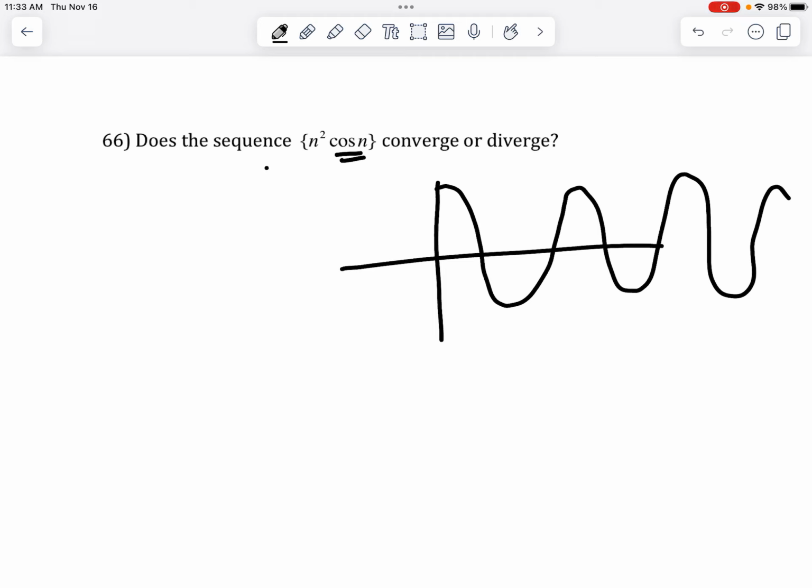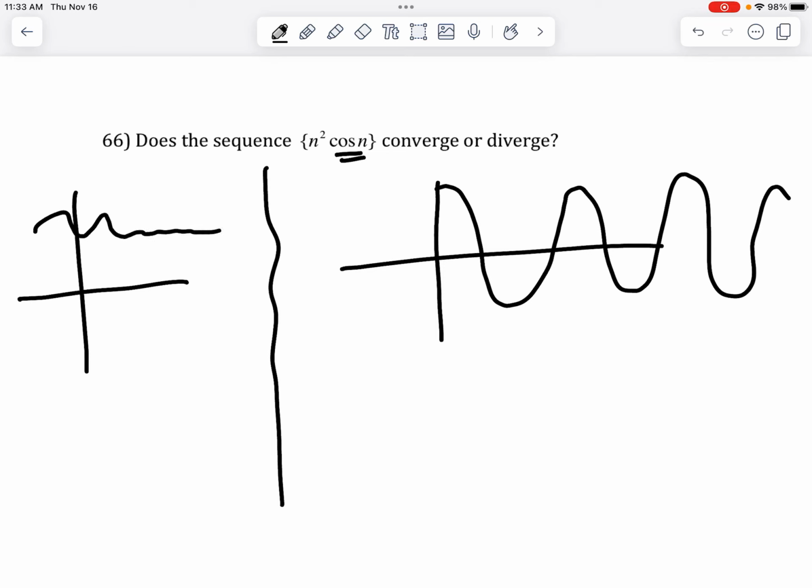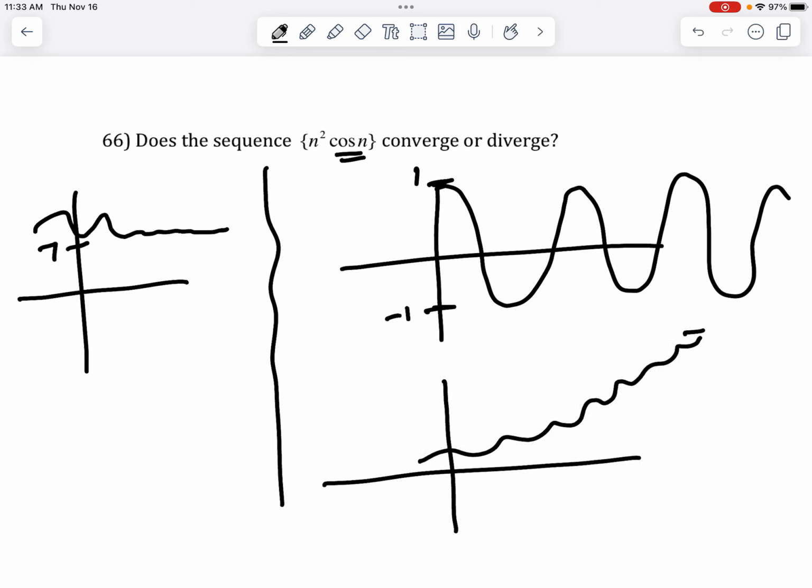So if it was going to converge, then basically it could do whatever for a while, but then eventually it levels off. And whatever height it levels off at, if it's a height of 7, then it converges to 7. But if it jumps up and down between positive 1 and negative 1, that means it diverges. Also, if it goes to infinity, however it does it, that also is divergence. So this side is diverge, this side is converge.